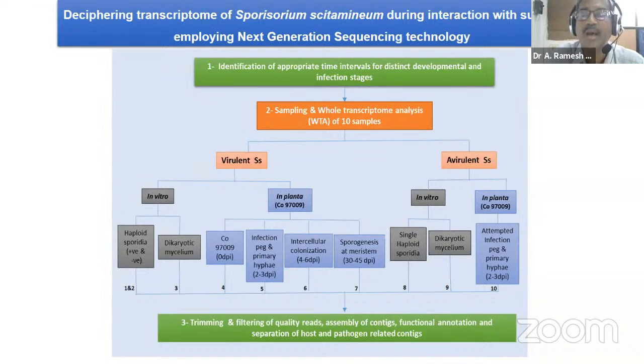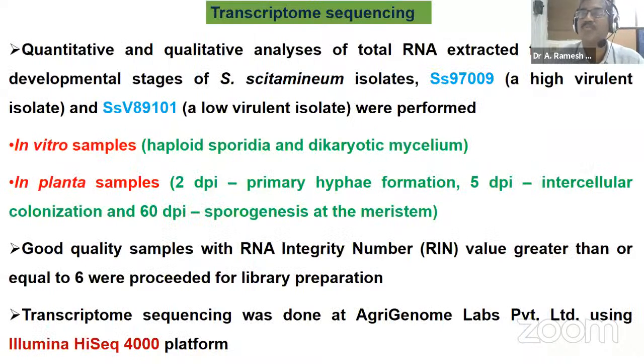So we went for RNA-seq, a whole transcriptome profiling, and this is the experimental design. You could see that we have two sets of experiments, one in vitro and another in planta. And of course, we have used two isolates, namely the virulent isolate and the less virulent isolate. This is the experimental design, and this is what we have been doing here.